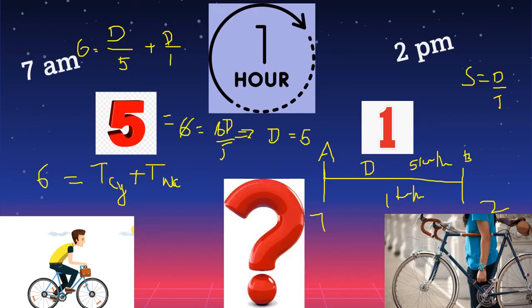When I'm asking you the total distance, it is 5 kilometers from point A to point B plus 5 kilometers from point B to point A. So totally it is 10 kilometers that I had traveled from 7 a.m. till 2 p.m.